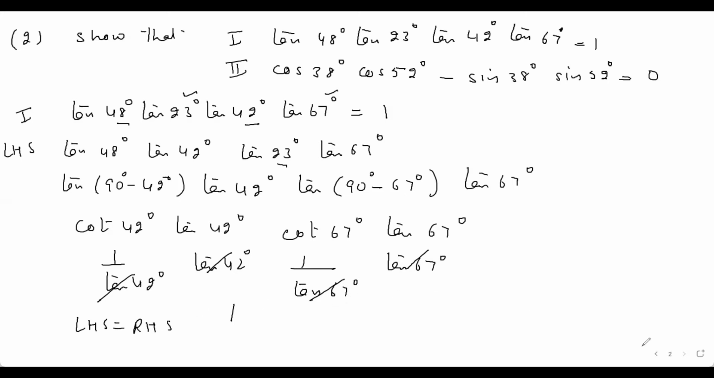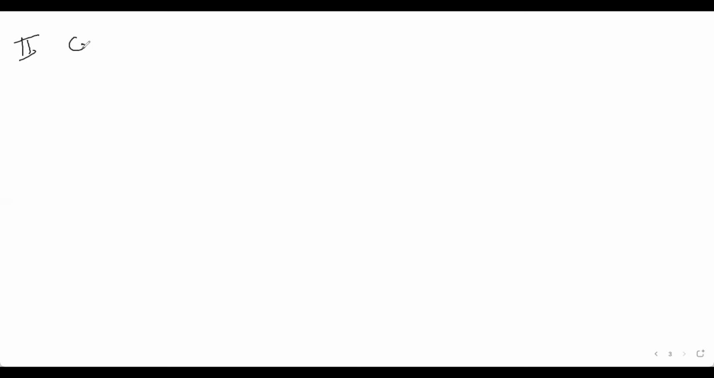Now its second part is cos 38 degree, cos 52 degree minus sine 38 degree, sine 52 degree is equal to 0.